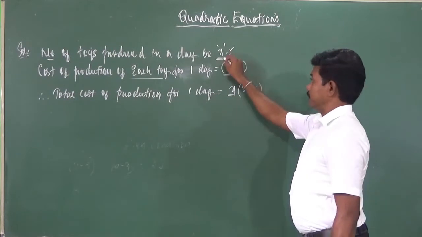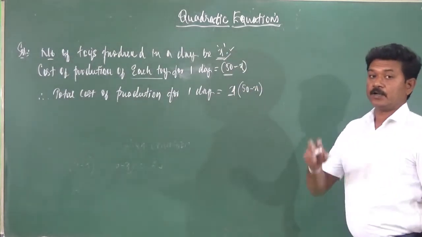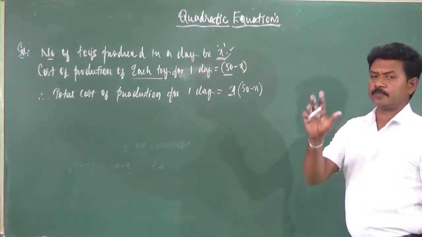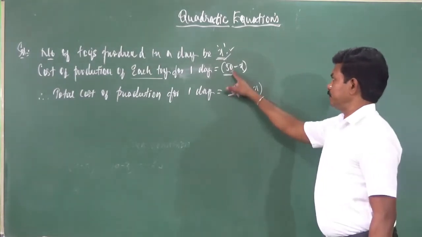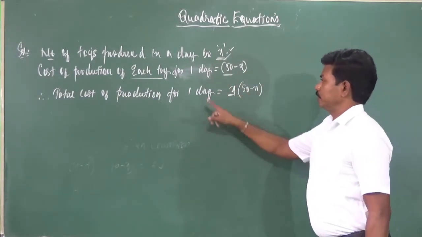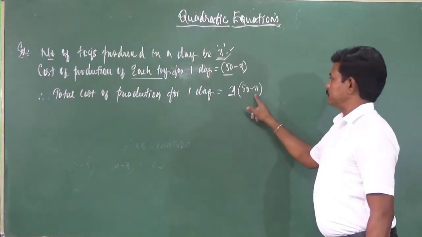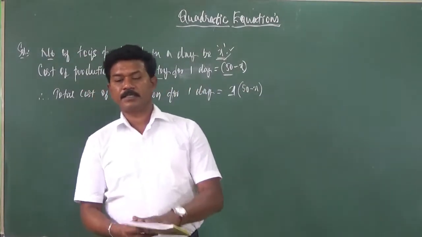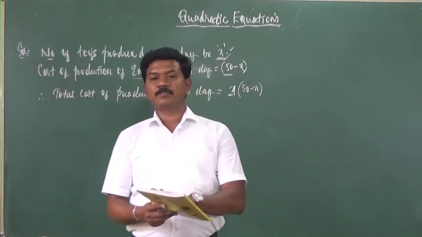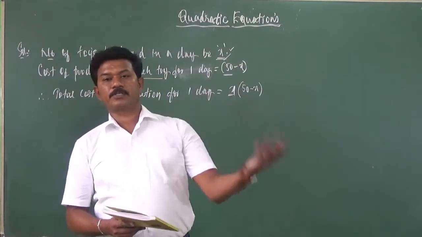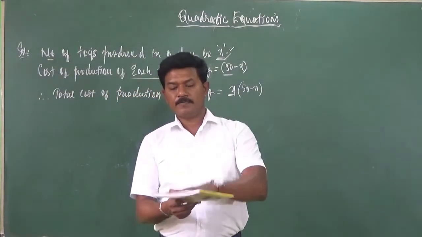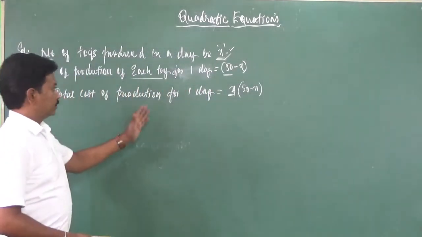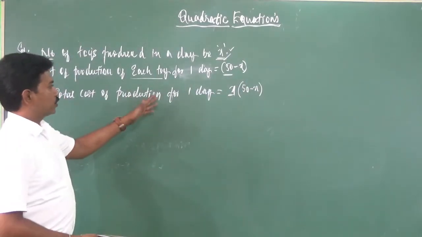So very simple, number of toys produced in a day is x. Cost of producing one toy in one day is 55 minus x. So total cost of production for one day is x into 55 minus x. Something like that. For example, if the cost of production of this book is 35 and 50 books are produced each day, then total cost of production is 35 rupees into 50 books. So as I told you, for book it is the same, and here it is for toy.